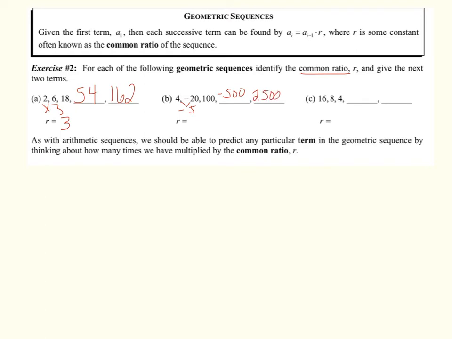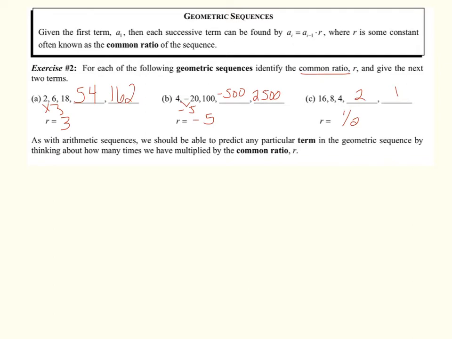So my common ratio is negative 5. And then C. How am I going from 16 to 8 to 4? Well, I hope that you notice that we're cutting it in half. And that my common ratio is going to be 1/2 because I'm going down. So I'm decaying. And 4 divided by 2 is going to give me 2. 2 divided by 2 is going to give me 1. So my common ratio is 1/2.